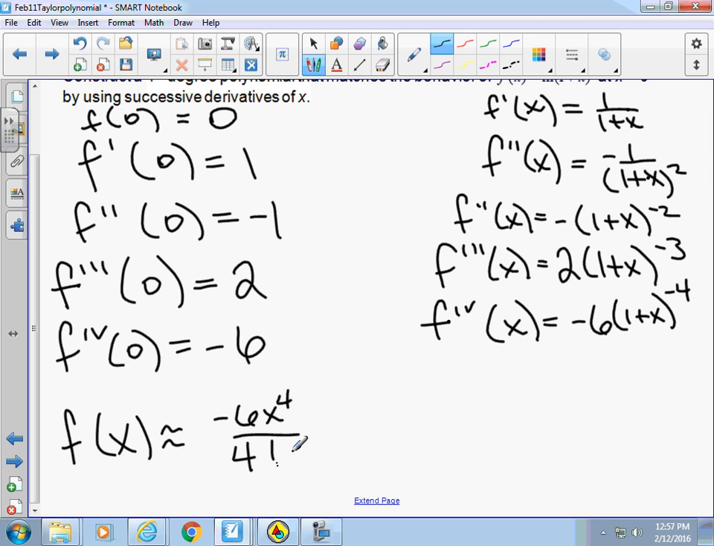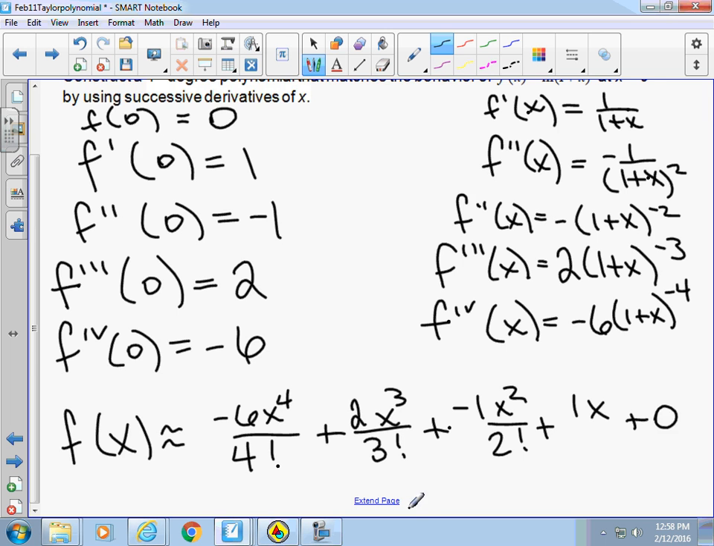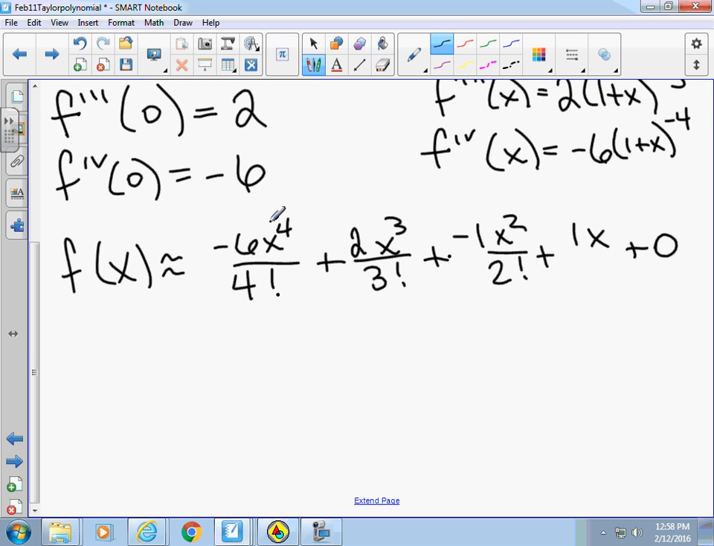Very good. Plus what? Plus, plus, x, 1x, plus 0. We have created a polynomial that is an approximation for natural log of 1 plus x.